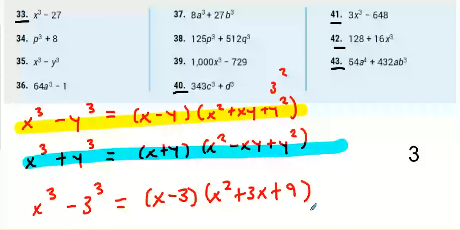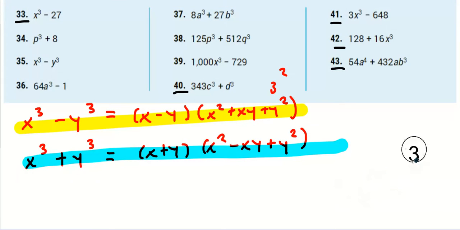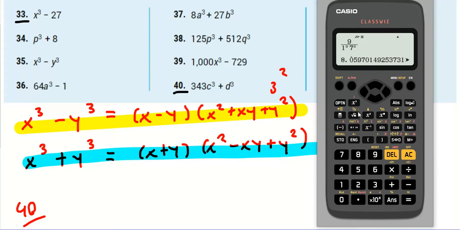All right. Question 40 I'll do next. So keep track of what I'm doing. 33 is the first one, and then 40 will be the next one, okay? Now, 40. Okay? 40 is awkward because of 343. But we can make that easy by doing what, lads? What can we do with 343? We cube root it. And we get 7, yeah?